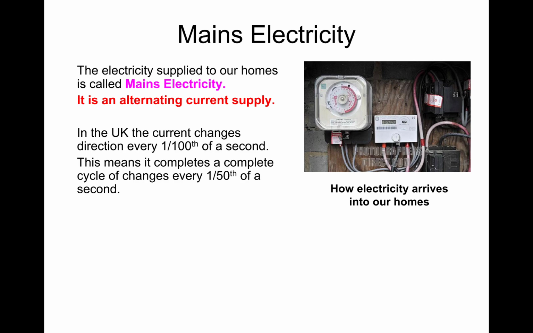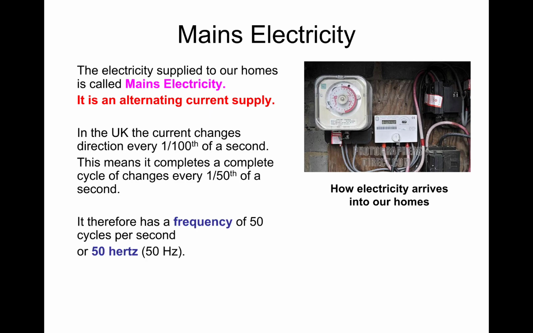So imagine it's going in one direction and then it flips to the other direction and then back. That happens 50 times a second, and we call it frequency. So mains electricity has a frequency of 50 Hertz, or 50 cycles per second. Remember to pause at any point if you wish to make any notes.